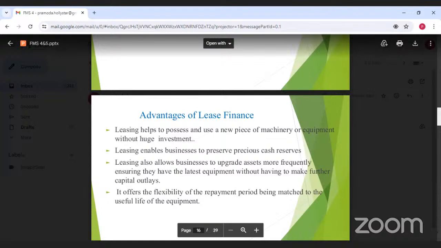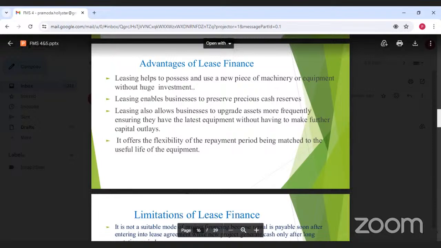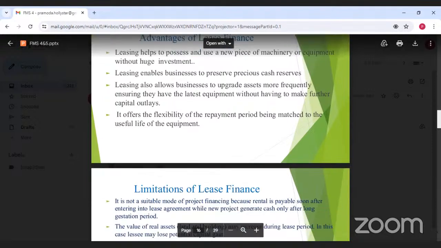Am I clear with the advantages of lease finance? Yes, ma'am. Another important thing is, when the business for lease finance increases in the market, large firms, as we studied, medium and small firms do not spend money on buying their equipment.